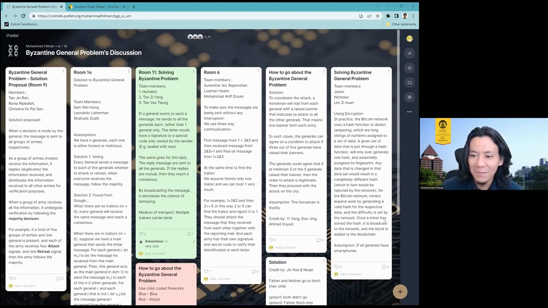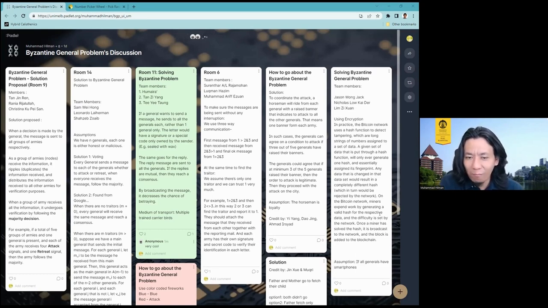And then on the latency side, if each army is really far away from each other, then they need to reach an agreement on how long you should wait before defaulting to retreat. So the default, if no one sends a flare, or rather if only two fireworks are seen, then you default to retreat.